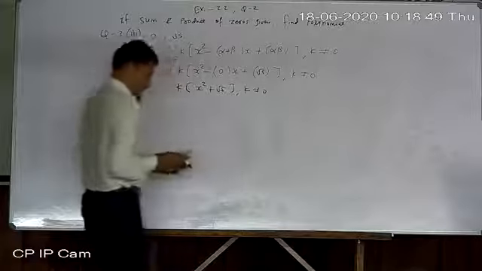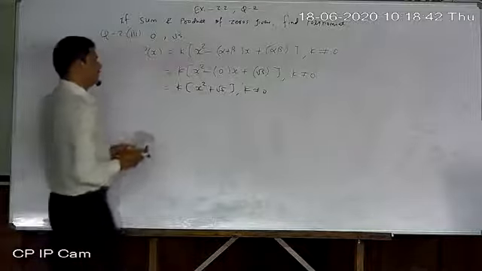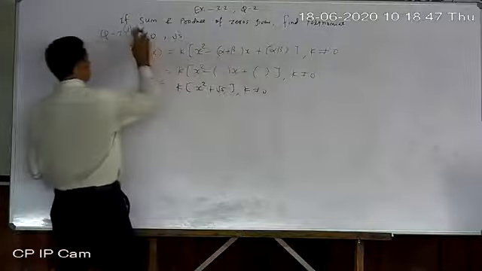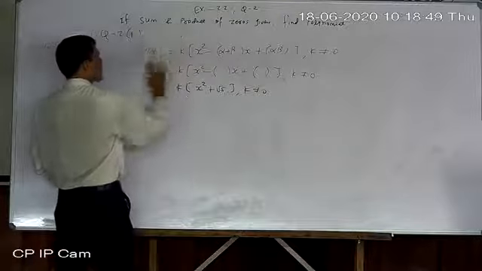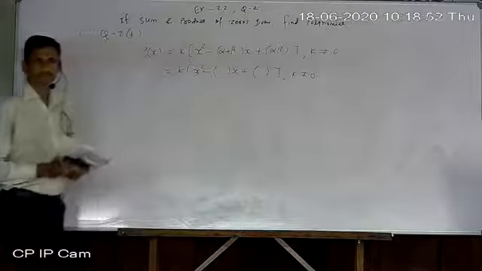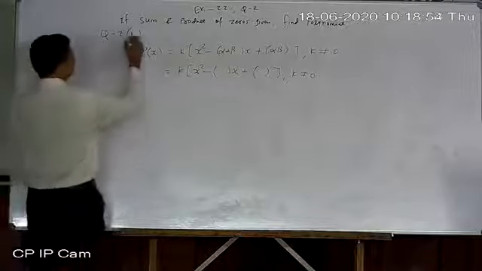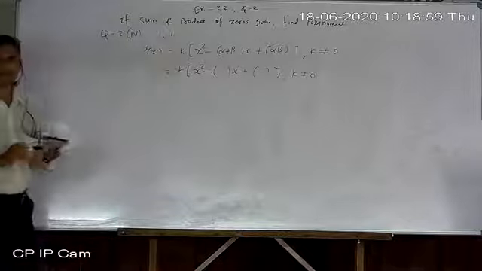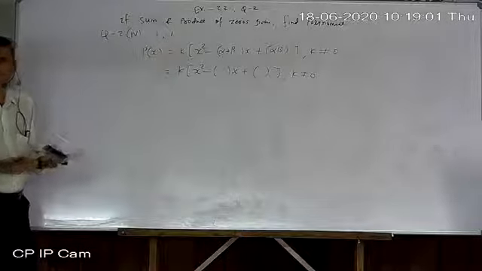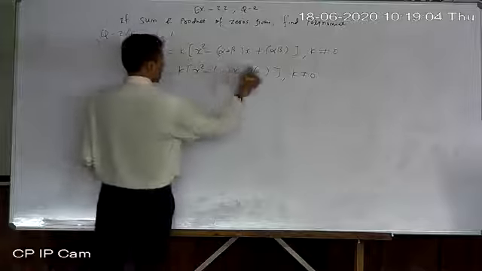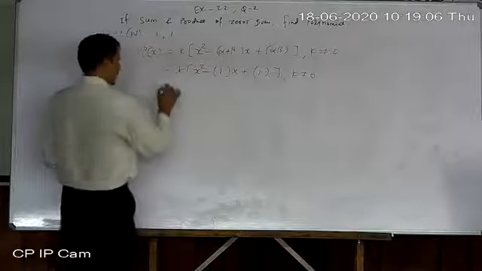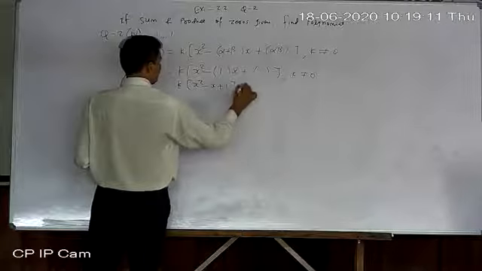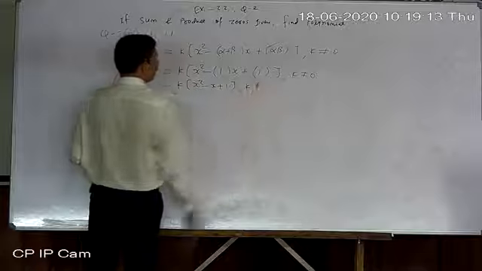Okay. Next, 1 and 1. Again very simple. Write down 1 here, 1 here. I am talking about number 4. One means sum is 1, product is also 1. Sum 1, product 1. Okay, so it becomes x square minus x plus 1, k is not equal to 0.